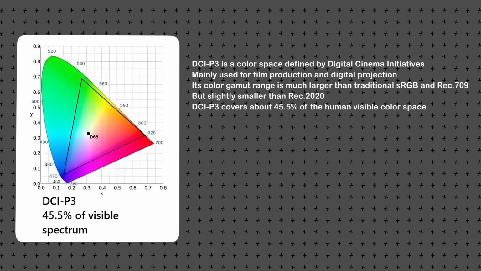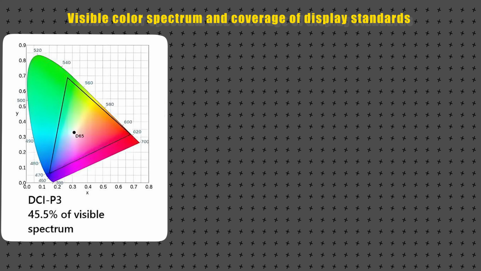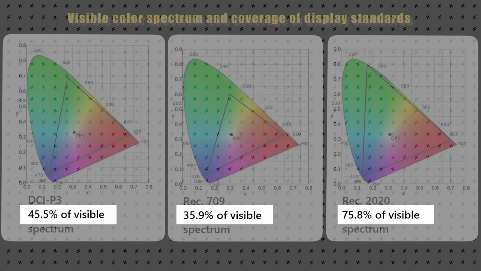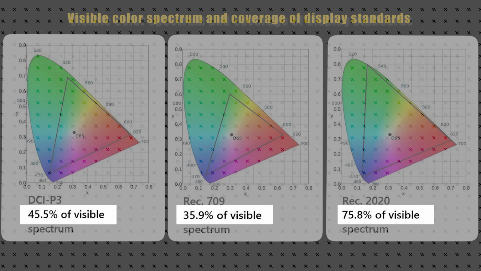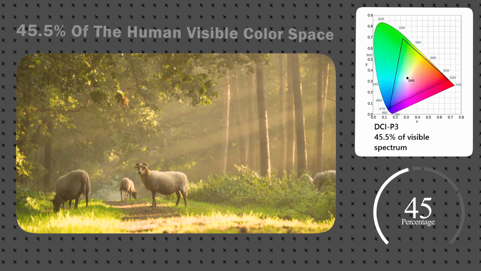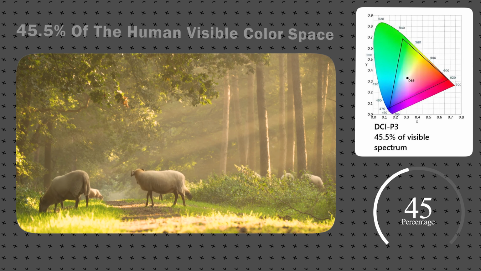DCI-P3 is a color space defined by Digital Cinema Initiatives, mainly used for film production and digital projection. Its color gamut range is much larger than traditional sRGB and Rec.709, but slightly smaller than Rec.2020. DCI-P3 covers about 45.5% of the human visible color space.